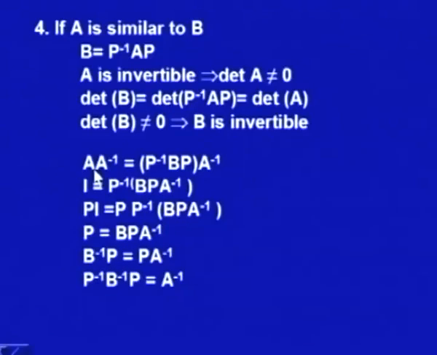Then A times A inverse is equal to, A is similar to B, so we write down A as P inverse BP multiplied by A inverse. Now this is nothing but identity on the left hand side, and then P inverse we take out, BP A inverse, and that means if I multiply this by P, then P I is equal to P into P inverse into BP A inverse, and that means P is equal to BP A inverse, or B inverse P is equal to P A inverse from here, and finally P inverse B inverse P is equal to A inverse, and that means A inverse is similar to B inverse. So this is what we have to prove in the fourth property, that A inverse and B inverse are similar.